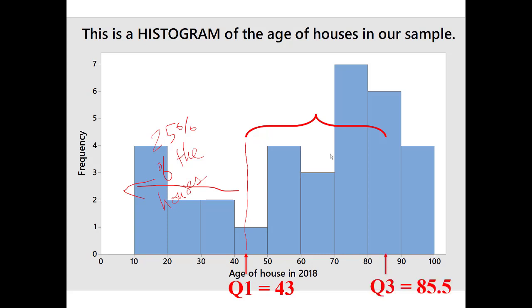The second quartile is 85.5. So this means, if we, I don't know if you'll see this. So there. So what this means is that 25% of our houses are 85.5 years or older.